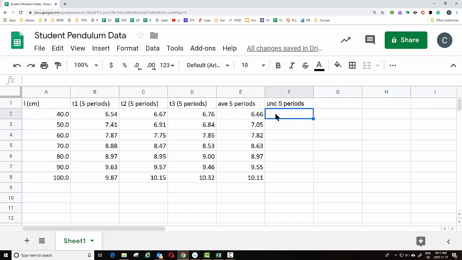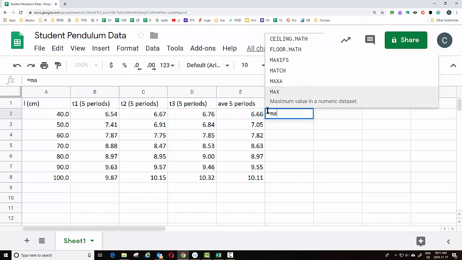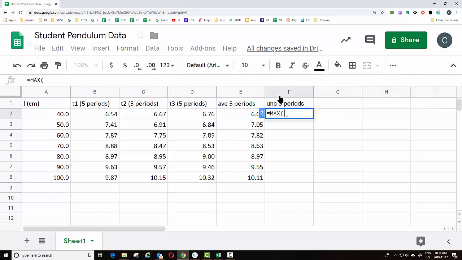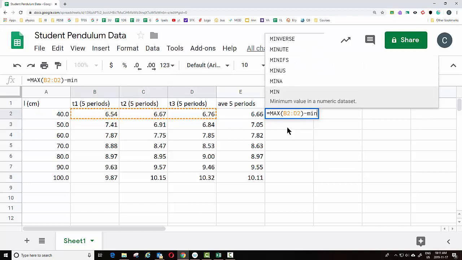So once again, don't forget to put the equal sign in for a formula. You're going to calculate the maximum, that would be this one here, of these 3 values. So this should come out to be 6.76. Then you want to subtract the minimum.